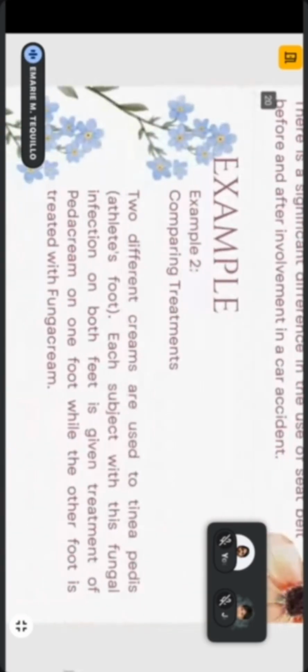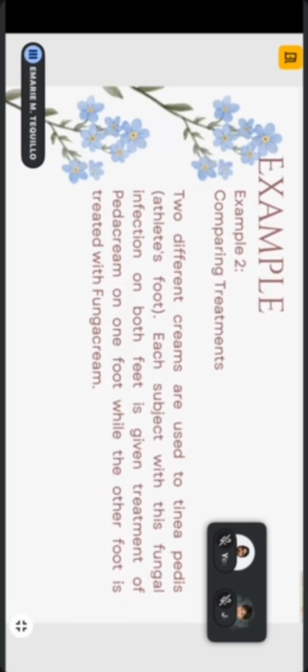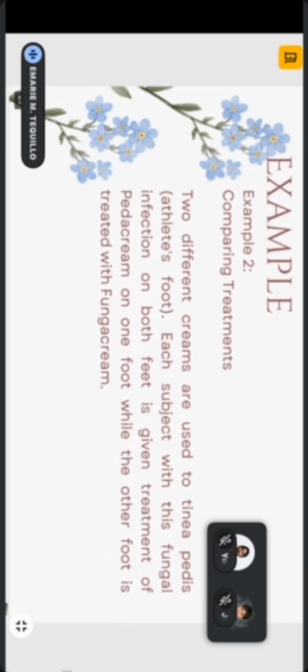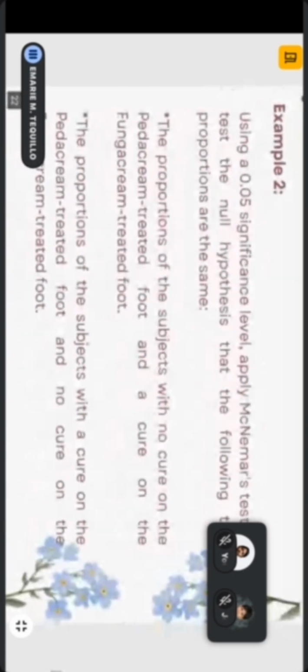So here is example 2, comparing treatments. Two different creams are used to treat tinea pedis or athlete's foot. Each subject with this fungal infection on both feet is given treatment of pedia cream on one foot while the other foot is treated with fungi cream. So the researchers wanted to know if one treatment worked better. Okay, let's proceed to the next slide.